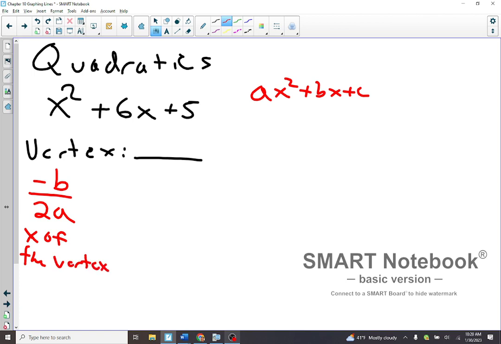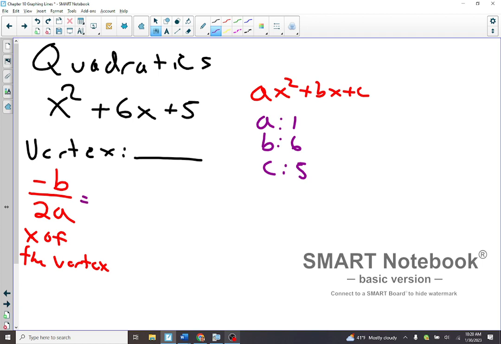So for this question, particularly, a is, there's no number in front of x squared, so we put that as a 1. b is 6, and c is 5. It's just the numbers in front of the variables that associate. And I'm not going to rearrange them, they'll always be this way.